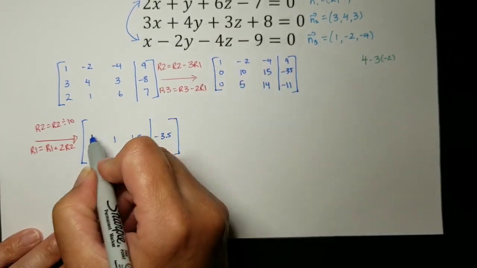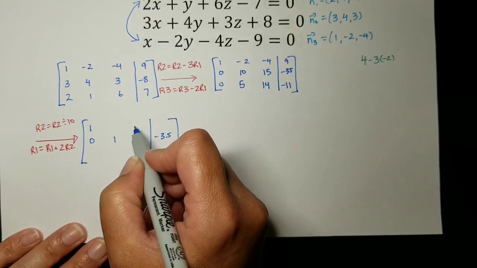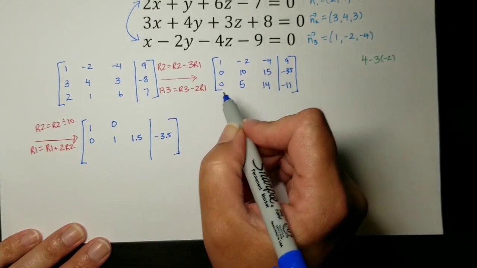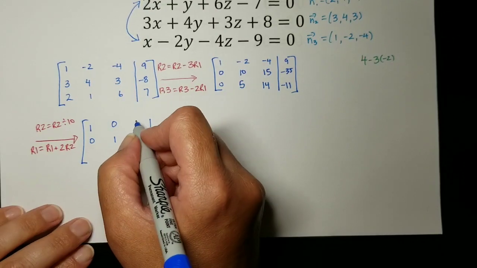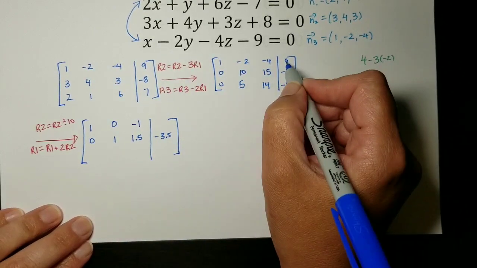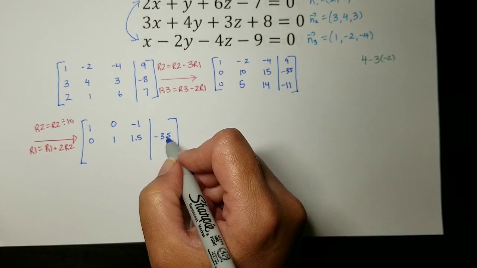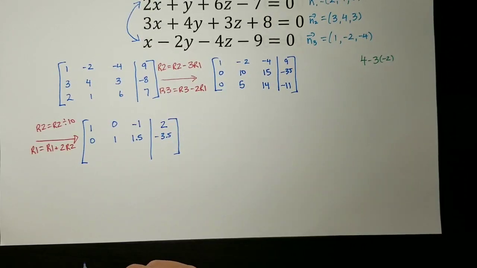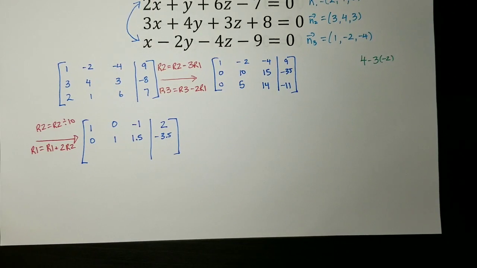So 1 plus 2 times 0 is 1. Negative 2 plus 2 times 1 is 0. Negative 4 plus 2 times 1.5. So 2 times 1.5 is 3. Negative 4 plus 3 is negative 1. And then 9 plus 2 times negative 3.5. So 2 of these is negative 7. 9 plus negative 7 is 2. So we actually don't get such messy numbers as we maybe thought we could have here.